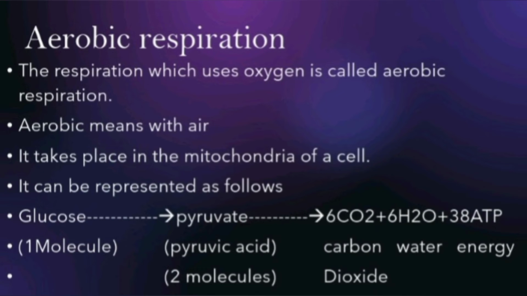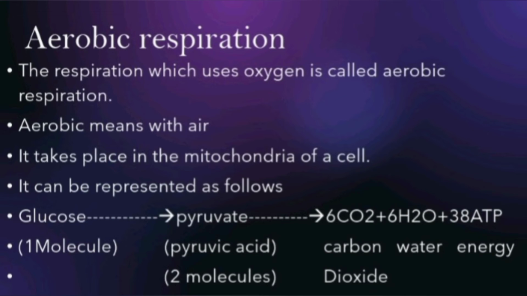Let us first discuss aerobic respiration. The respiration which is carried out in the presence of oxygen is called aerobic respiration. Aerobic means with air. In this respiration, glucose is completely broken down to release carbon dioxide, water and energy in the form of ATP. ATP means adenosine triphosphate, which is an energy molecule. This aerobic respiration takes place in the mitochondria of the cell. The breaking down of glucose during aerobic respiration is represented in this slide. You can pause the video to see it.